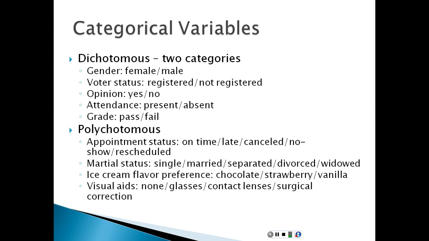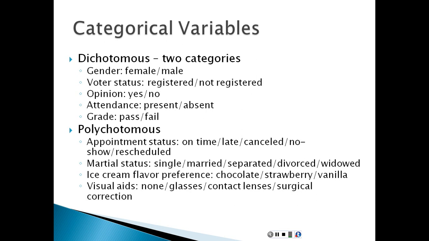And so variables that contain only two categories are called dichotomous. And so this would be, for instance, gender, where there's only two categories, male, female. Voter status, registered or not registered. Opinion, yes or no. Attendance, present or absent. Or grade, pass or fail.